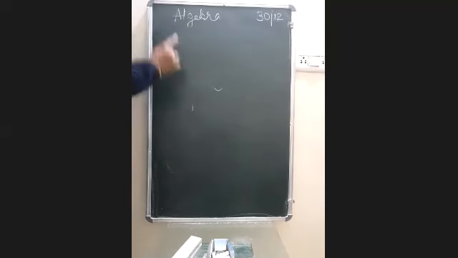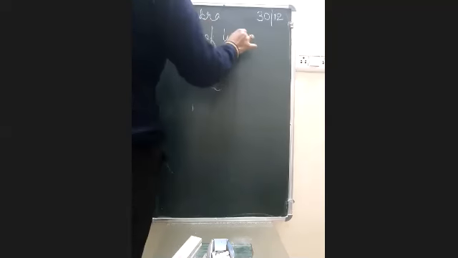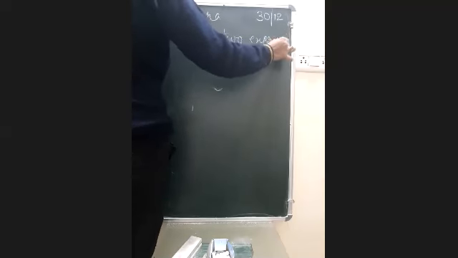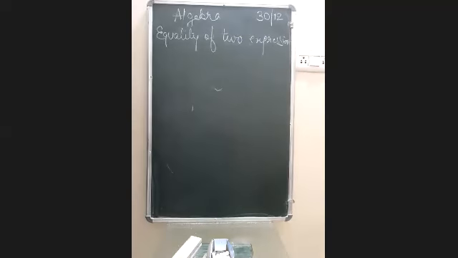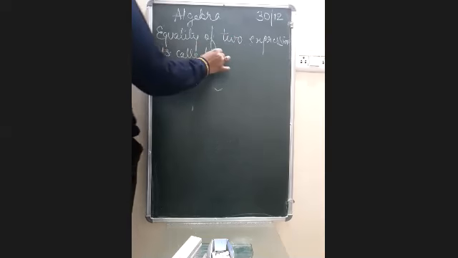Now comes the next point. Remember, an equation is equality of two expressions. When we join two expressions together and state that they are equal in some way, then we are talking about an equation. So equality of two expressions is called an equation.